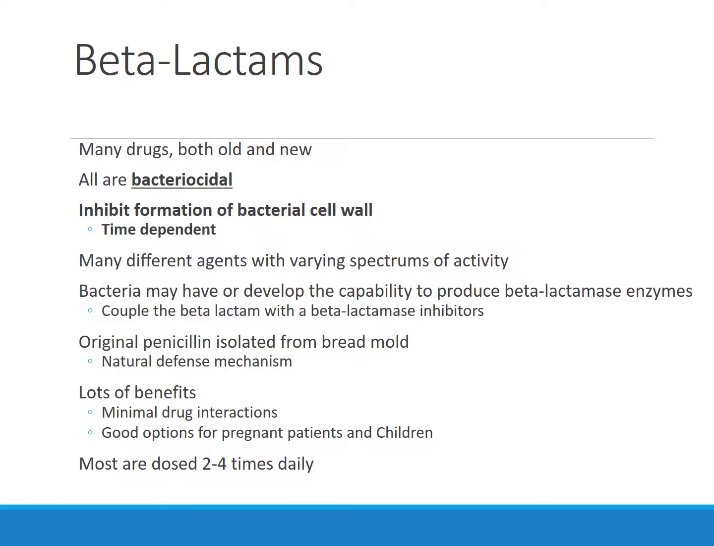The agents within the beta-lactam class vary substantially with respect to spectrum of activity. Some of them are very narrow spectrum, and others are some of the most broad spectrum agents we actually have on the market.